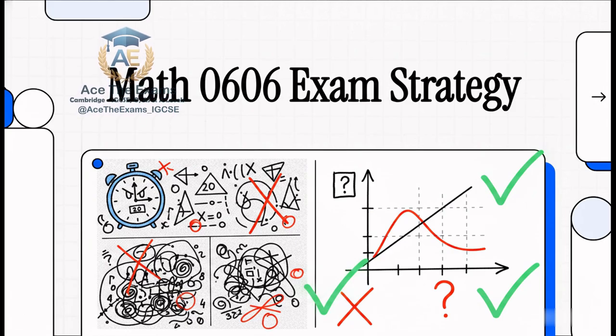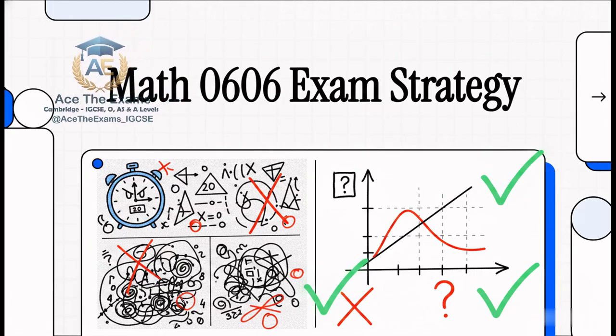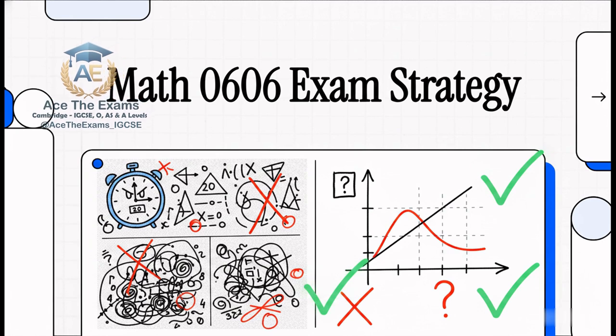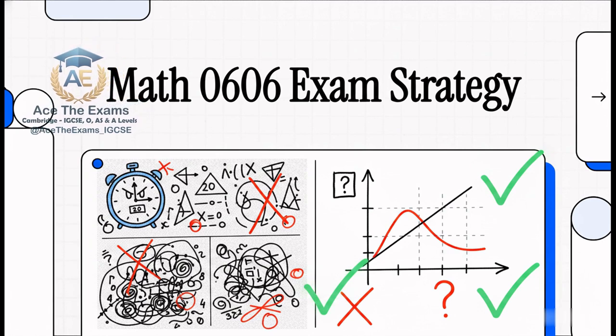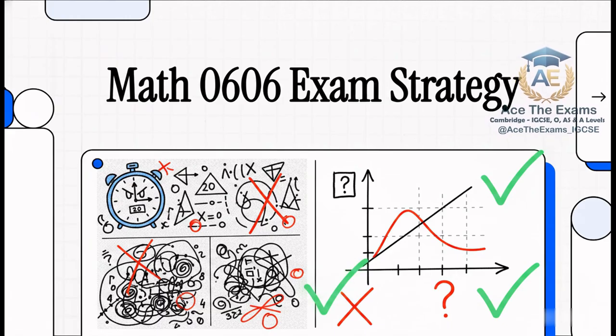The clock is ticking. Imagine this scenario. You're sitting in that exam hall, you have exactly 20 minutes left on the clock, the pressure is mounting, and you are staring down a highly complex, nonlinear data question. How do you extract every single possible mark before time runs out? To understand this, let's look at a real Cambridge mathematics past paper question.